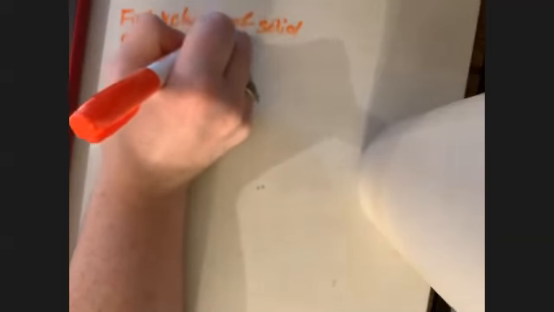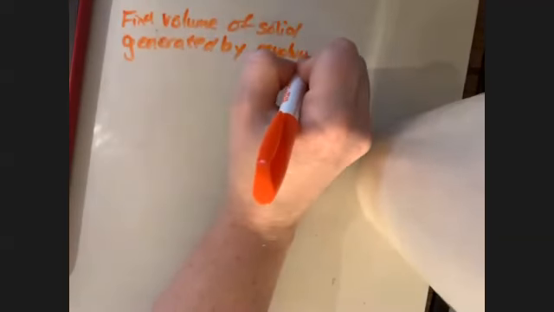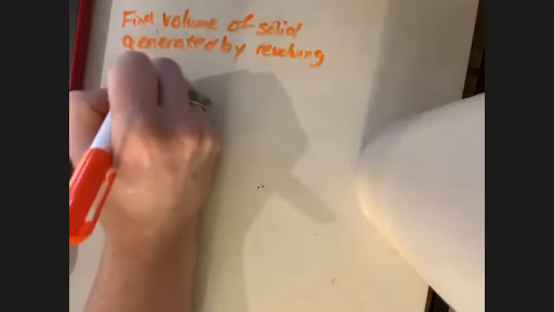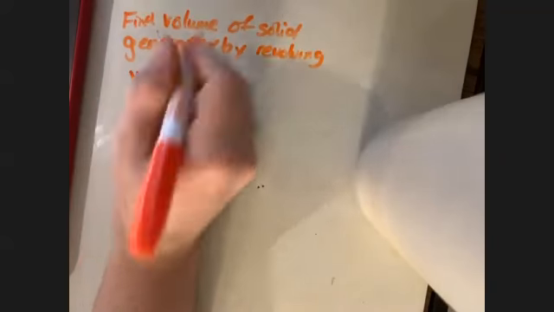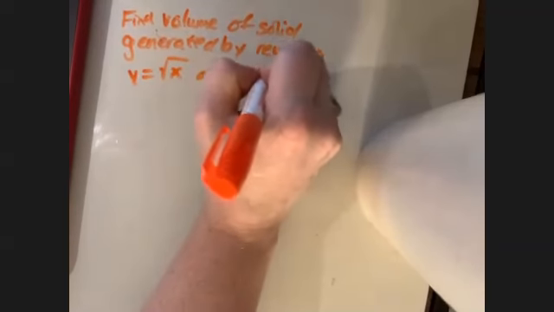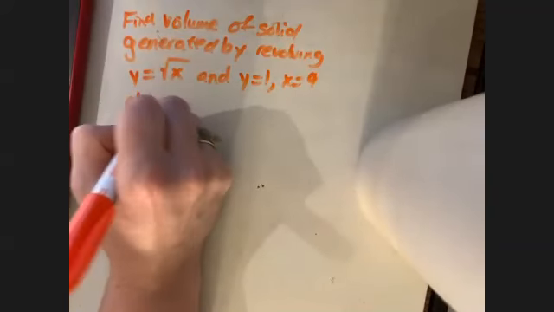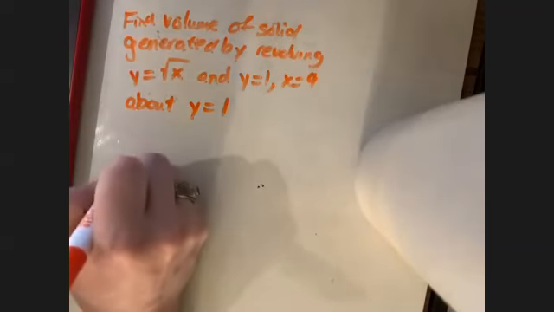generated by revolving y equals square root of x and y equals 1, x equals 4, about, that just means around, y equals 1. Okay, so first off, let's get a picture.